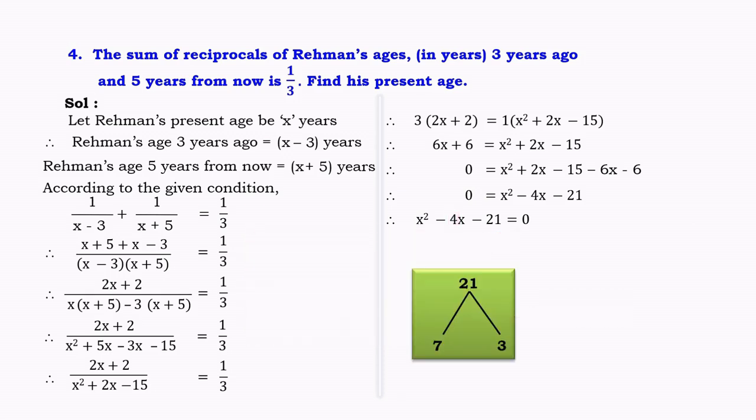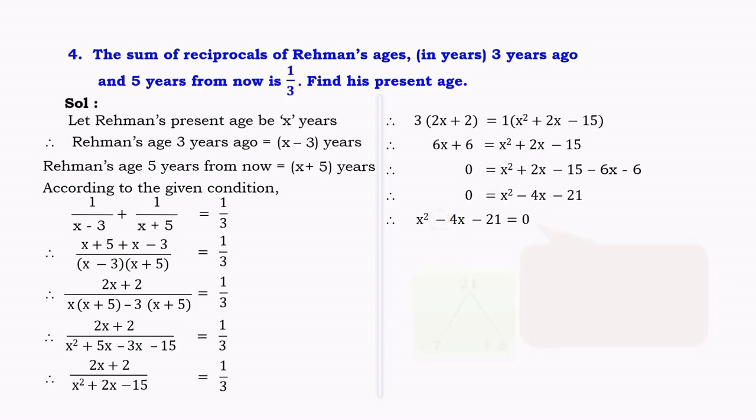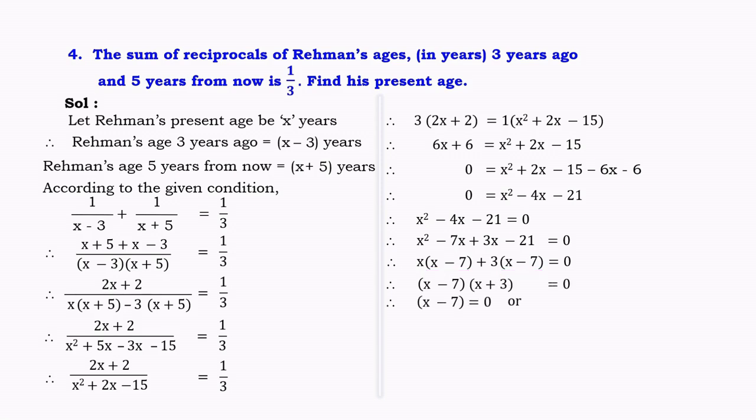Since the last term is negative, we give the middle sign to the bigger factor and the opposite sign to the smaller factor. Using these factors, we split the middle term and factorize the equation. After factorization, we get x minus 7 multiplied by x plus 3 equals 0. Therefore, the possible values of x are 7 and negative 3.